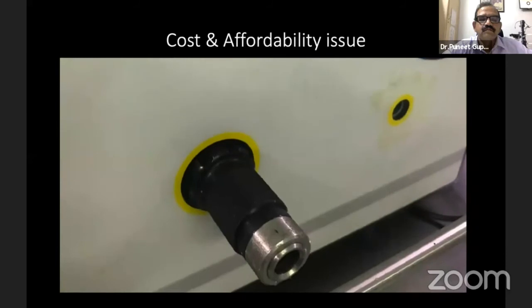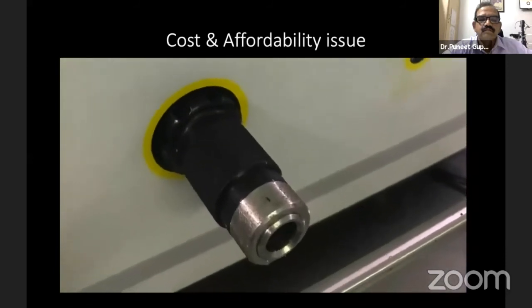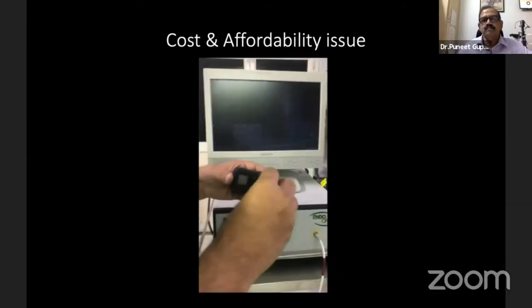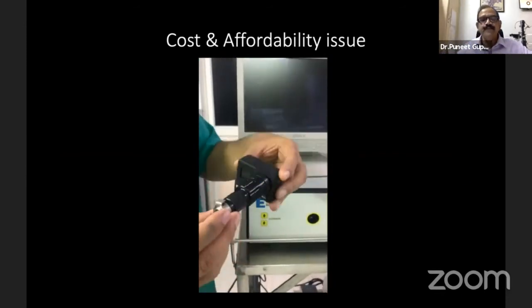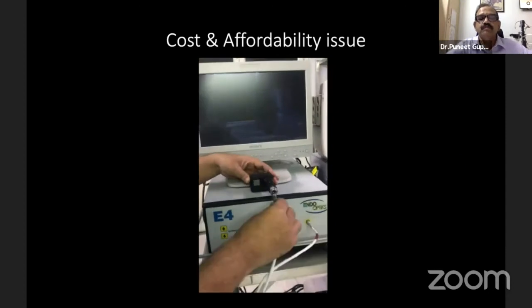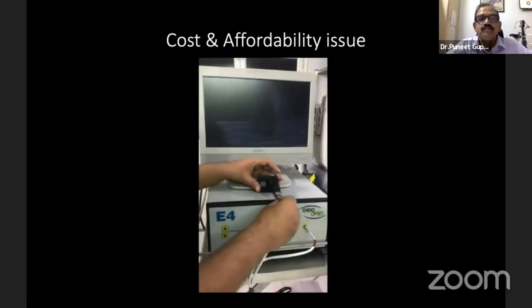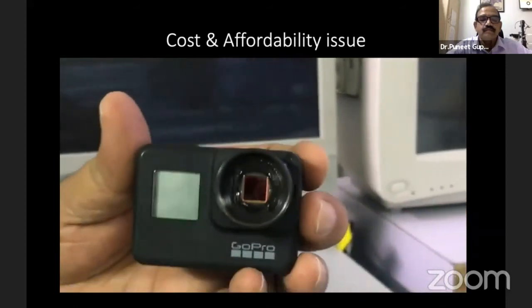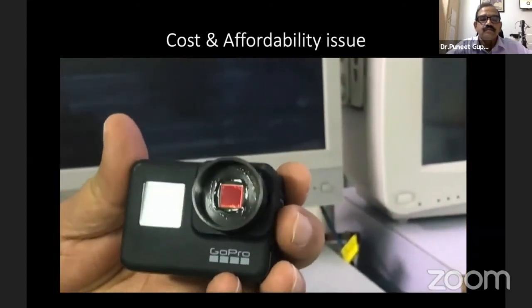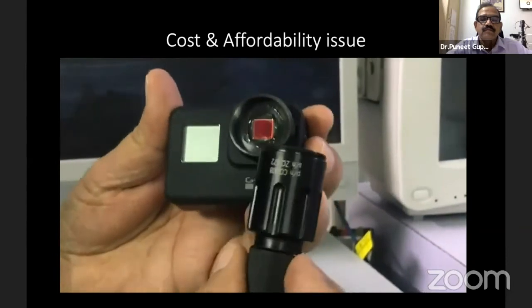The interface for the endoscope is attached to a GoPro 7 Black camera through a C-mount. The light source can be a separate LED light source, or a vitrectomy light source can also be used for illumination. This is the C-mount on the GoPro camera, and the endoscopic interface is connected to the C-mount.